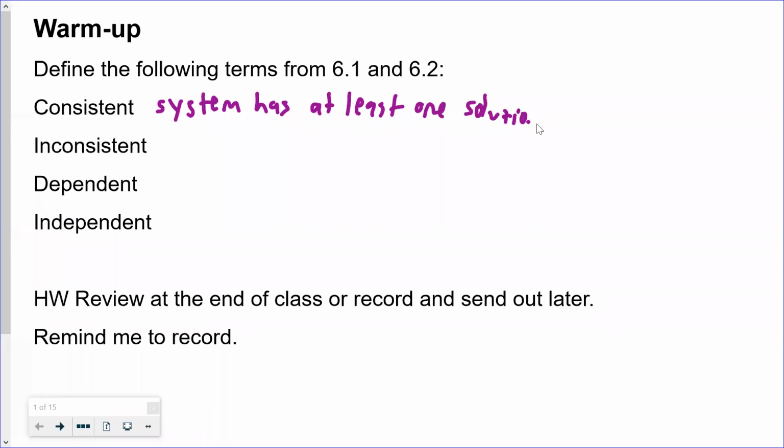Now, depending on your system, there could be 1 solution, there could be 2, there could be 3, there could be 4, and it could go on all the way up to there could be an infinite number of solutions. Now, inconsistent means that there is no solution to the system.